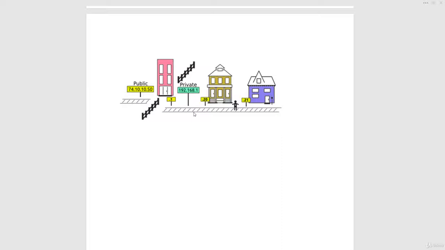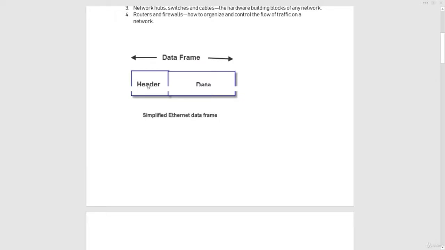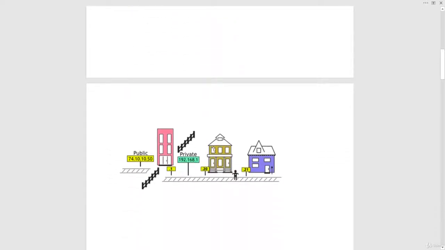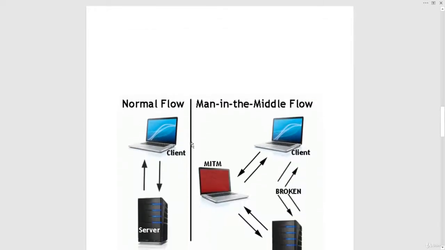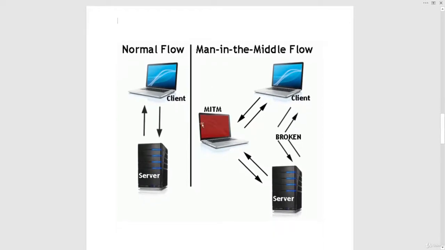The final data frame will look something like this. It will contain the header and the data. Data is your portion of data, and the header contains your destination MAC address, so as to confirm that this data frame is delivered to that particular computer or node connected to the network. So let's now see the man in the middle. We've just covered the basics of the ARP protocol. Now let's see the man in the middle flow.